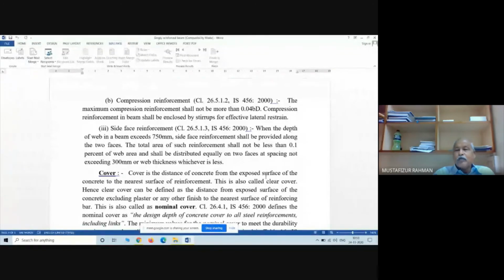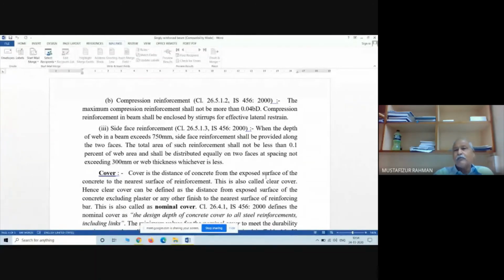We are providing reinforcement at the bottom layer if it is a single reinforced beam, simply supported. If it is a single reinforced cantilever, we will have to provide reinforcement at the upper surface. If it is double reinforced, then we have to provide it both at the bottom as well as the top. Now here nothing is said about the side face.